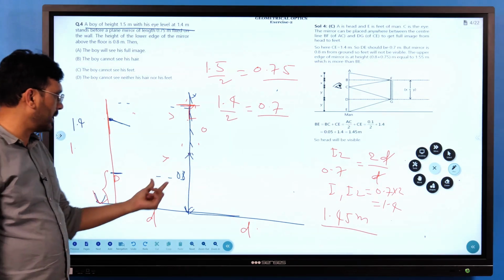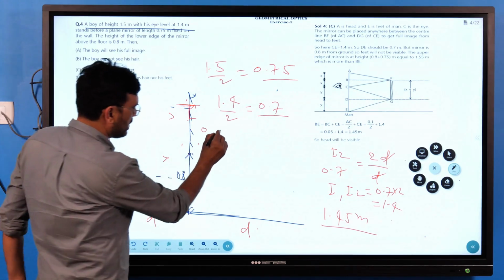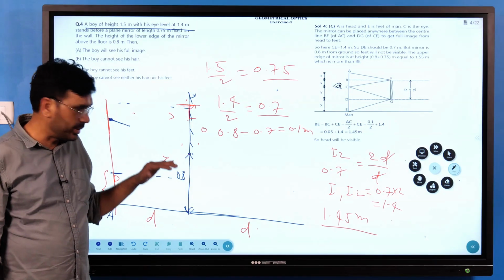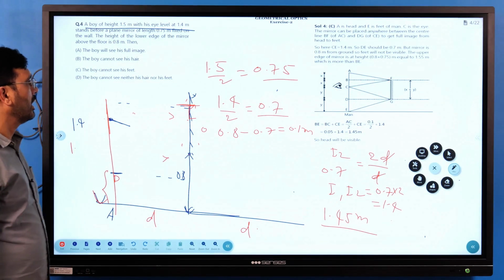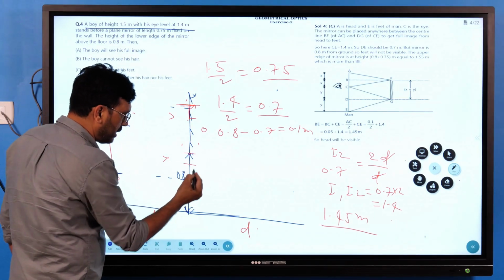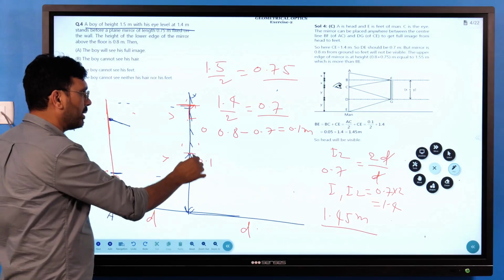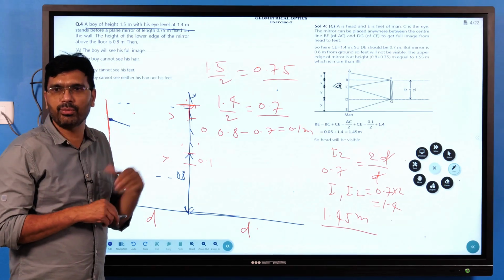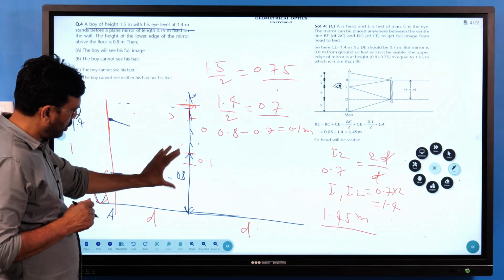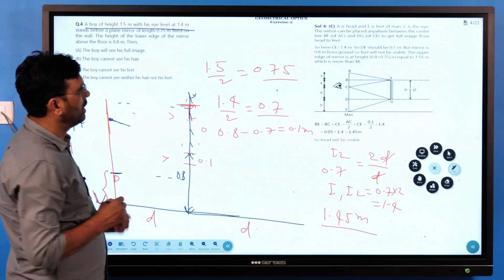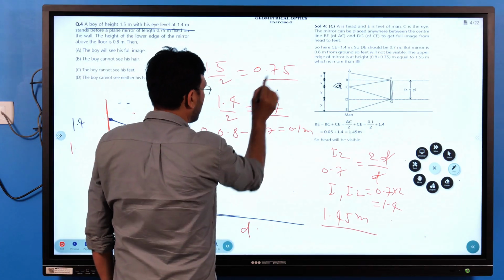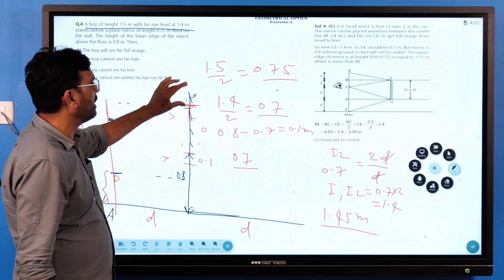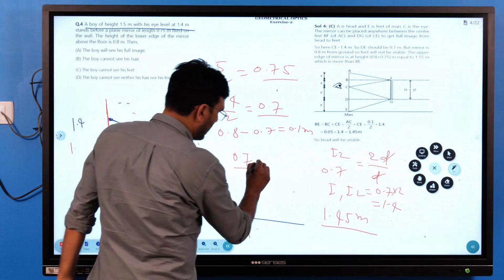So it should have been installed at 0.7 meter above the ground. But it is installed at 0.8. So there is a loss of 0.8 minus 0.7, so 0.1 meter. So the mirror has been installed at a height 0.1 meter above the requirement. So 0.1 is simply a waste actually. So how much is left out? Out of 0.75, 0.7 is going to be used to see the image, because 0.05 meter is above and is not going to be used.